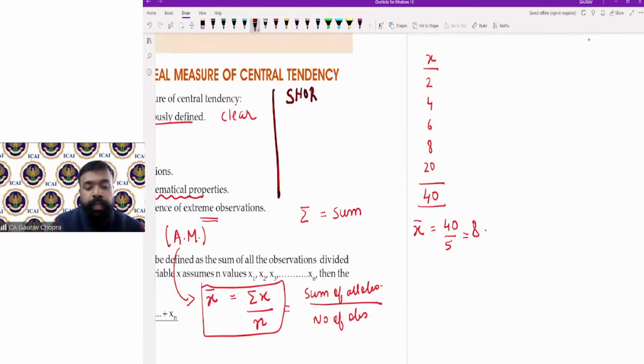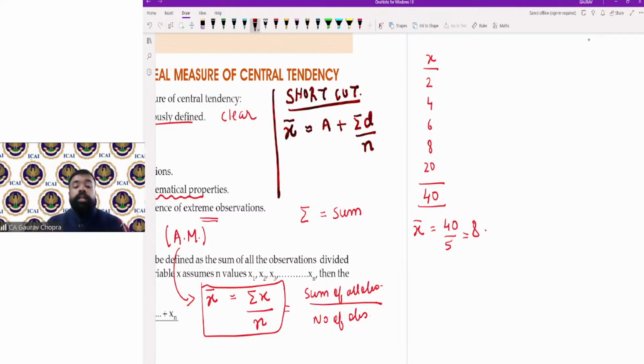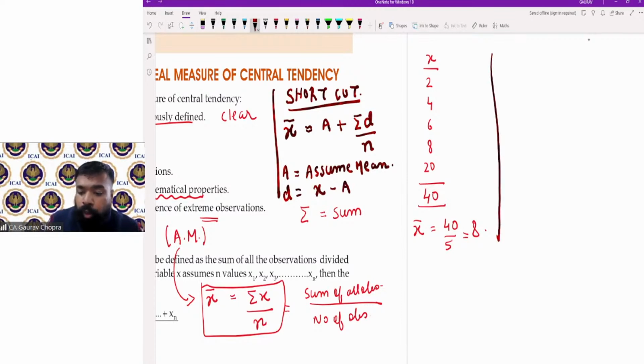Name of the method is shortcut method. X bar is equal to A plus sigma dx upon n. A plus sigma d divided by n. Now, what is A here? A means assume mean. A का मतलब होता है assume mean. You have to assume any value. D is deviation. किसका deviation है? X and A. Deviation of assume mean taken from X. Now, we will calculate arithmetic mean using this formula also.